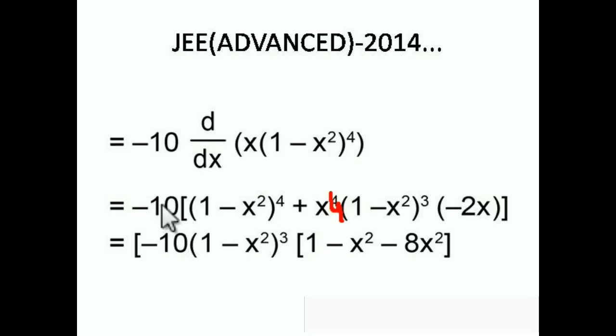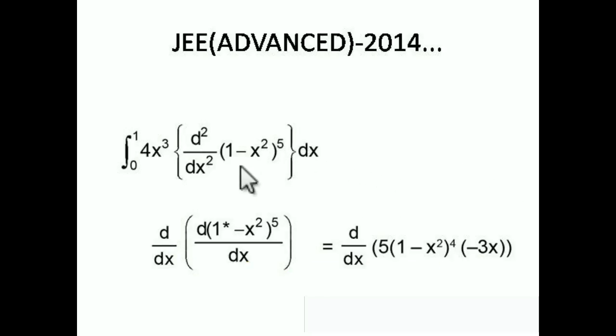So we have common as minus 10 (1 minus x square) cube. We are left with 1 minus x square here, and here we have minus 2 and 4, that is minus 8x into x, that is x square. So this becomes minus 10 into (1 minus x square) cube into (1 minus 9x square), and this is my differentiation of the function (1 minus x square) raised to 5, two times differentiation.